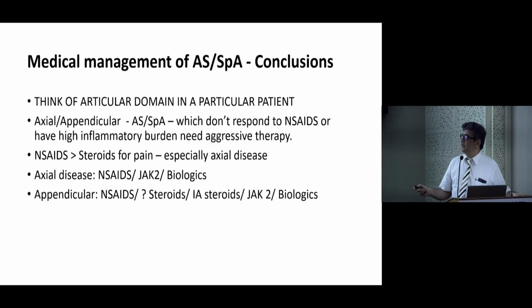Axial disease: NSAIDs, JAK inhibitors and biologics. Appendicular: again NSAIDs, intra-articular steroids if it's just one joint or so, and JAK inhibitors and biologics. So these two, JAK inhibitors and biologics, have really made life easier for very bad ankylosing spondylitis patients.